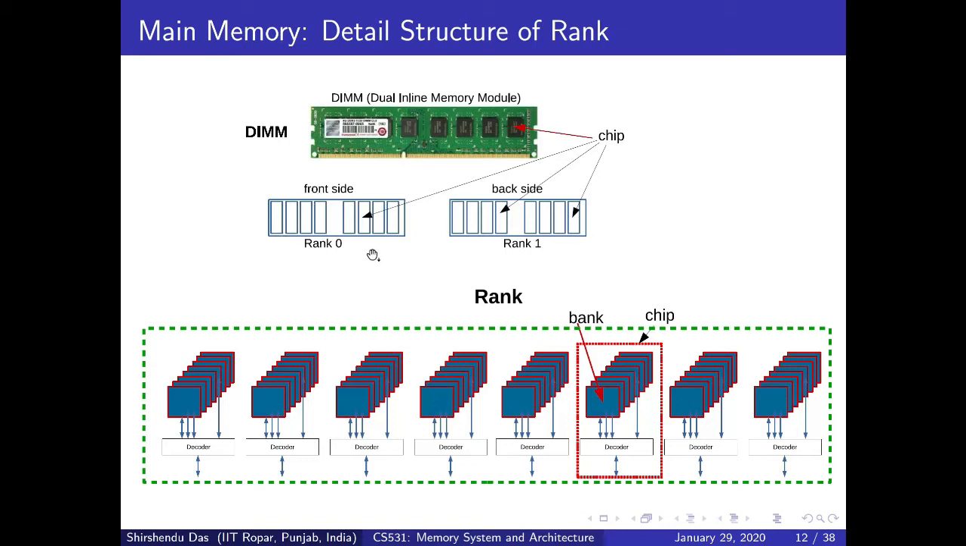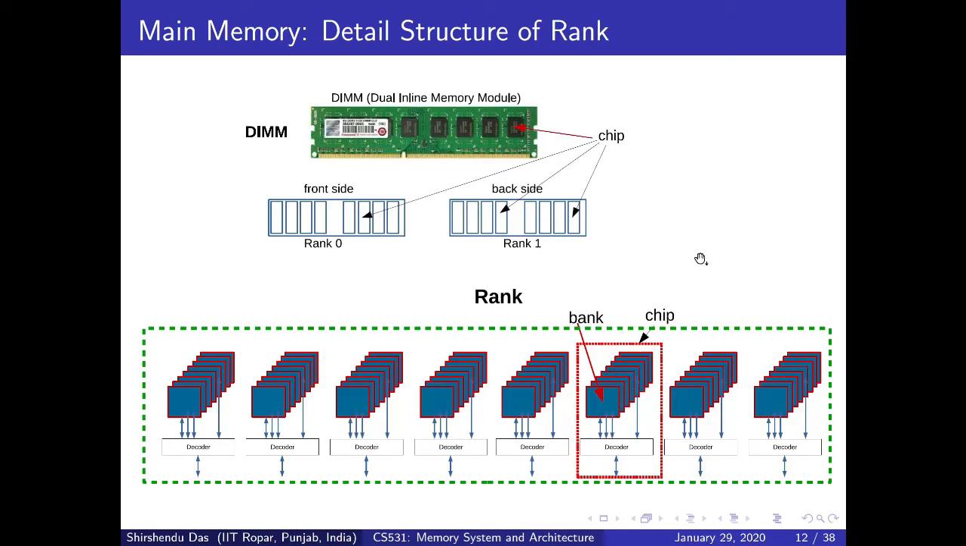So how does each chip look? Each chip looks like this. This rank is designed in this way, and each chip, for example, this particular chip, will look like this. This is the particular chip. So actually inside each chip there are multiple banks.